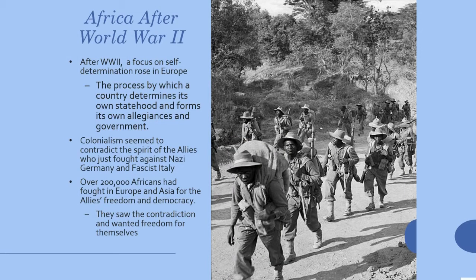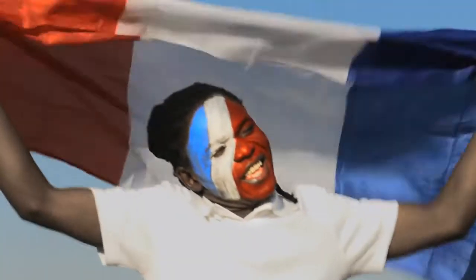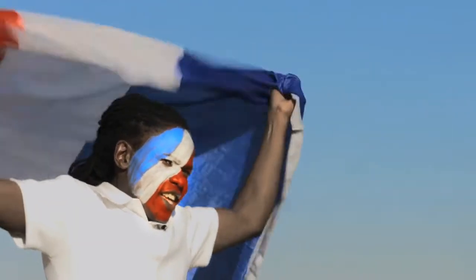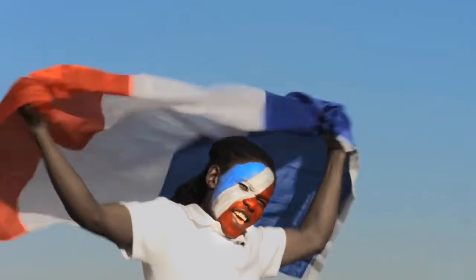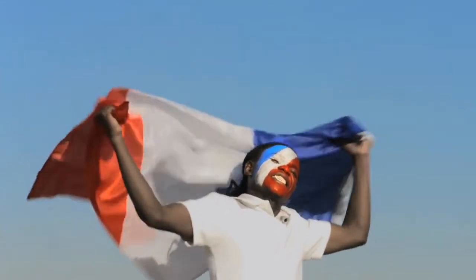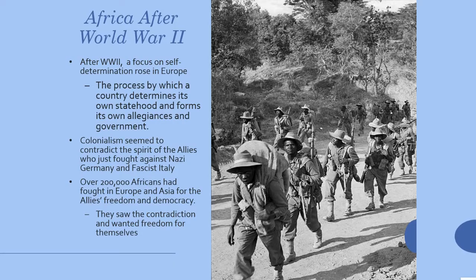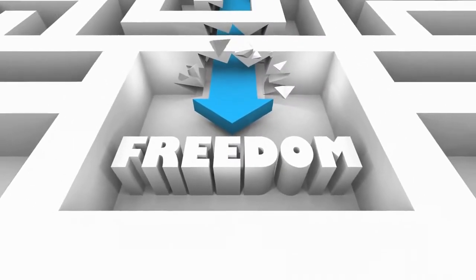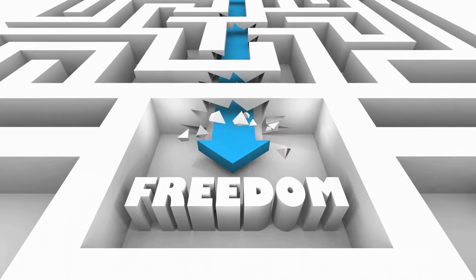After World War II, a focus on self-determination rose in Europe once again. What is self-determination? It's the process by which a country determines its own statehood and forms its own allegiances and government. Now, if we look at the age of imperialism and colonies, it seems to contradict the spirit of the Allies who had just fought and won against Nazi Germany and Fascist Italy.